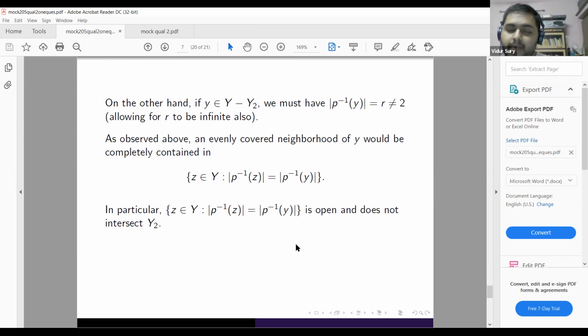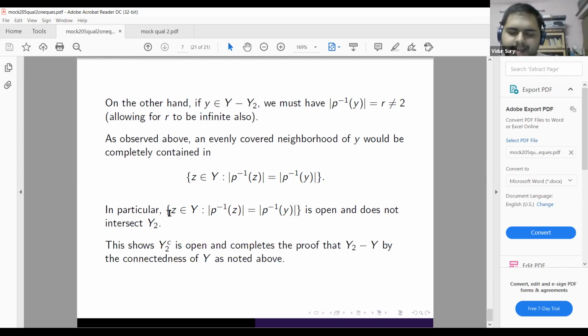So that means that Y2 complement is open. So then we got that Y2 is both open and closed, so it's open, but since Y is given to be connected, and Y2 is also non-empty, it has to be equal to Y.